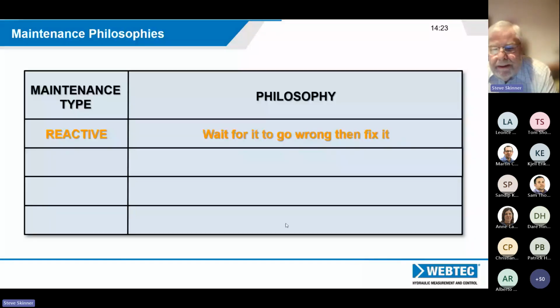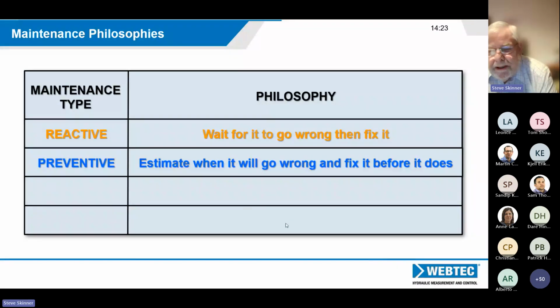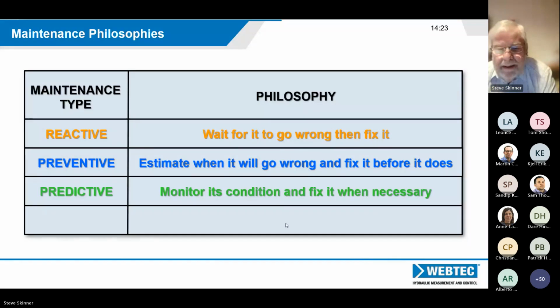Reactive maintenance, we wait for it to go wrong and then we fix it. Preventive maintenance, we try to estimate as best we can when it'll go wrong or when it's reached the end of its useful life, and then fix it before it reaches that point.